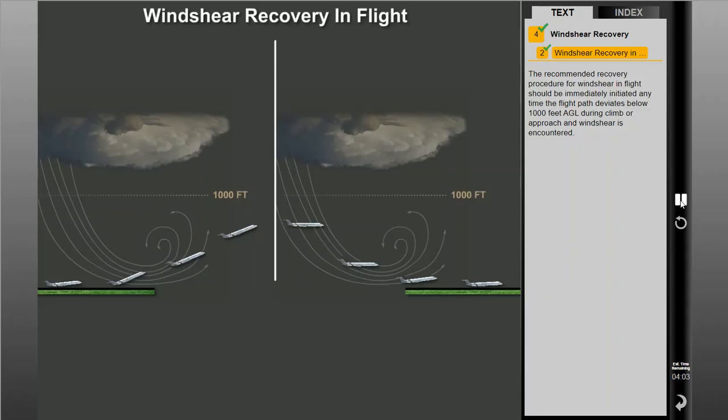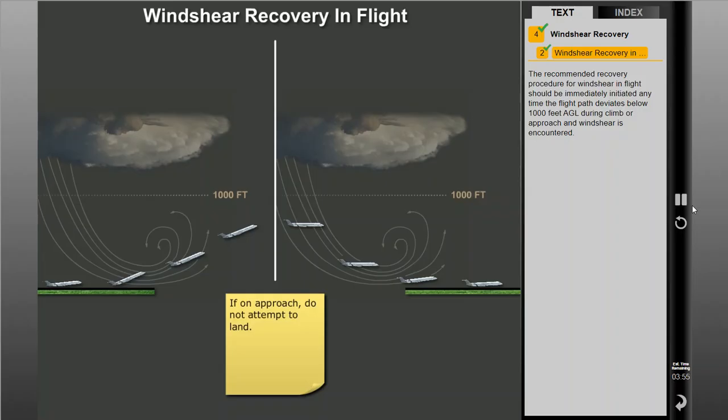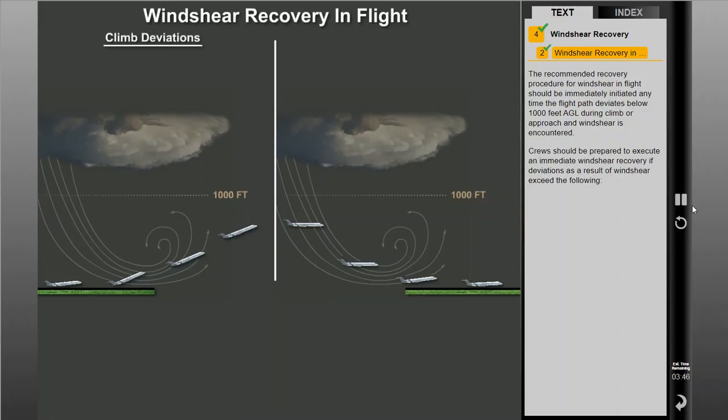The recommended recovery procedure for wind shear in flight should be immediately initiated anytime the flight path deviates below 1,000 feet AGL during climb or approach and wind shear is encountered. Crews should be prepared to execute an immediate wind shear recovery if deviations as a result of wind shear exceed the following. During climb, greater than a 15-knot deviation in airspeed, greater than a 500 foot per minute deviation in vertical speed, or greater than a 5-degree deviation in pitch attitude.